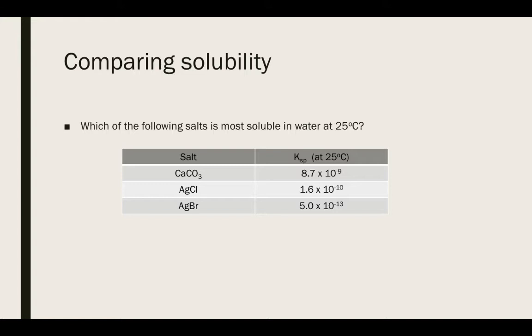Let's consider what the size of the KSP value means. Here's the KSP value for 3 common salts. Which one do you think is the most soluble at 25 degrees Celsius? If you said calcium carbonate, you're correct. Since it has the largest K value, that means it's the most product favored, or it means that it has the highest concentration of dissolved ions at equilibrium.